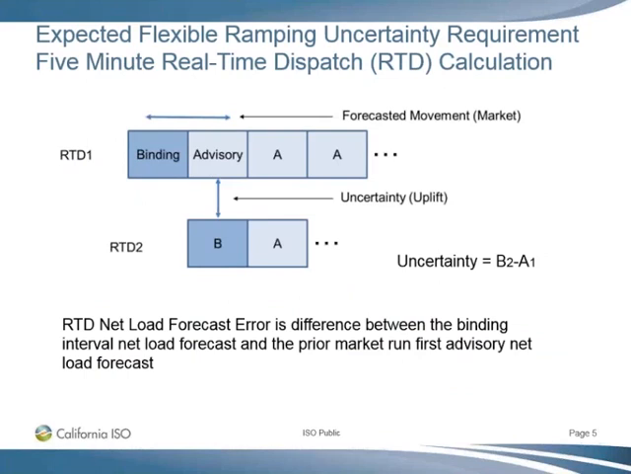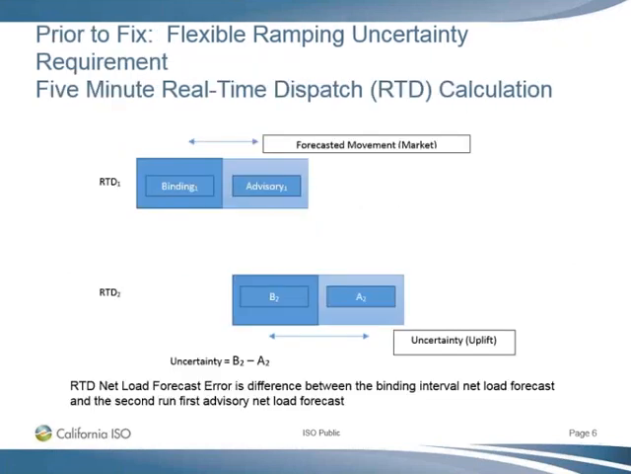So if you look at the calculation of what was expected, you can see that when you're looking at two different RTD runs, we're really looking at the uncertainty calculation right here. It was implemented doing B2A2, so it was implemented looking at it in this direction instead of looking at uncertainty across the two different RTD market runs. So this is just further describing the change that was there.